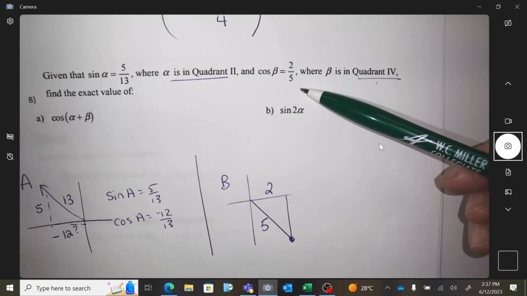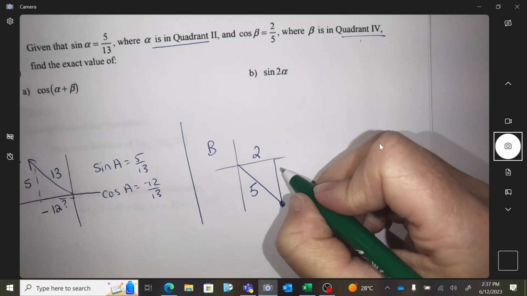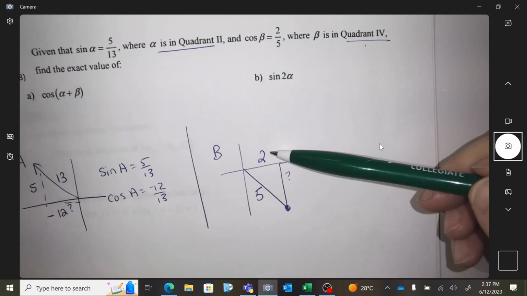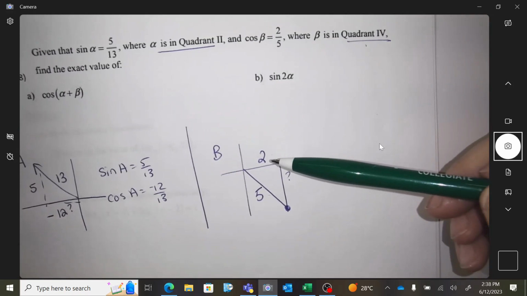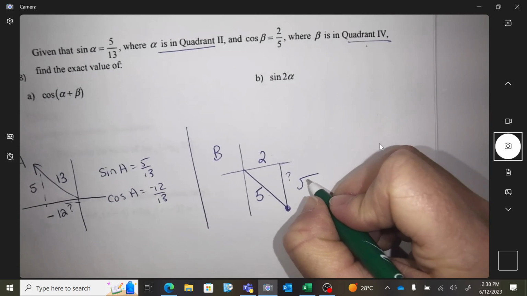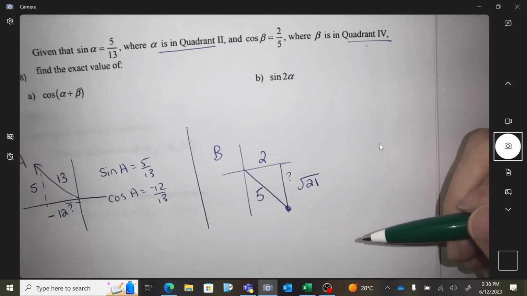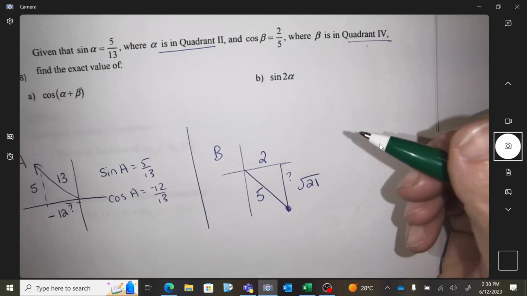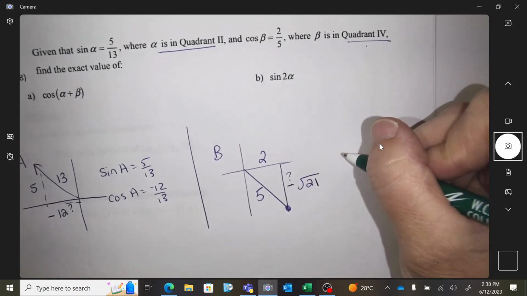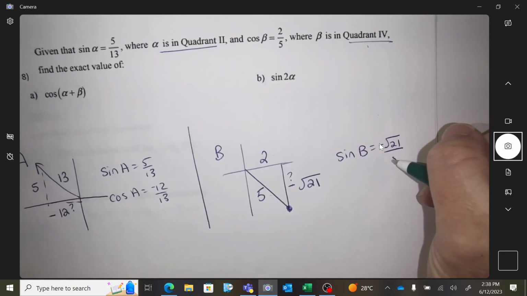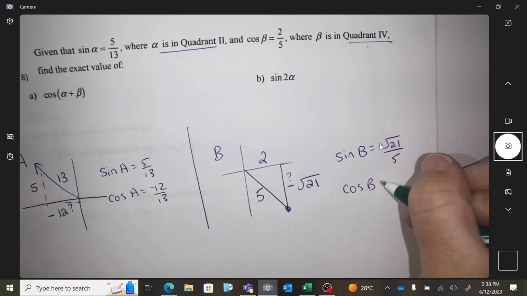Cos is x over r. Pythagorean theorem. 25 minus 4. Yeah. We get 21. I'm leaving it as a radical because I can't square root it. So then it's just as is. And again, look at it. It's a y value. What do you want? Positive or negative? Negative. So the sine of B is negative root 21 over 5. The cos of B is 2 over 5.